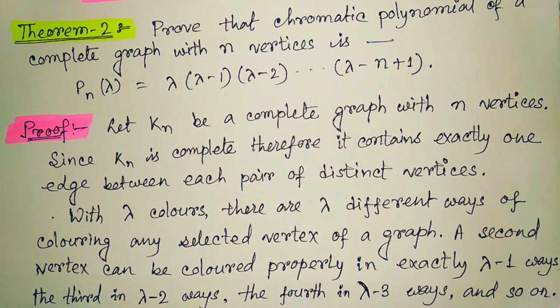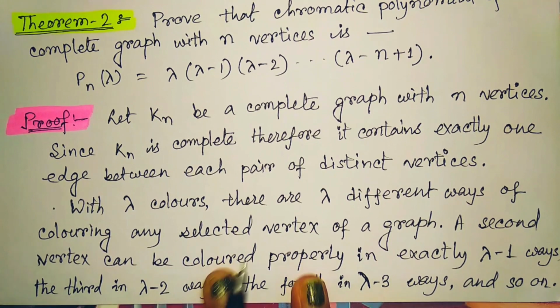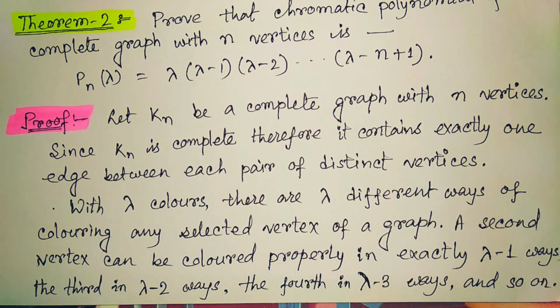Total n number of vertices are there, lambda number of colors we have chosen. So the first vertex can be colored in lambda different ways, because out of lambda we can choose any color in lambda ways. After choosing one particular color from lambda, the second vertex can be chosen in lambda minus 1 different ways. Then the third vertex similarly can be chosen in lambda minus 2 ways, and the fourth vertex in lambda minus 3 ways, and so on. So all the vertices we can choose in this way.